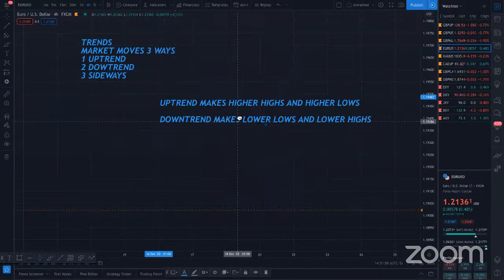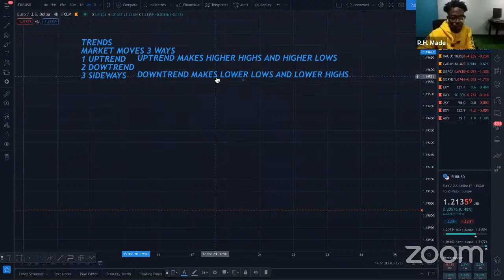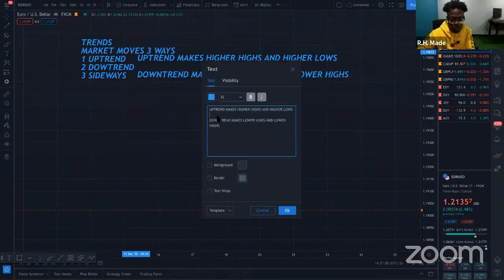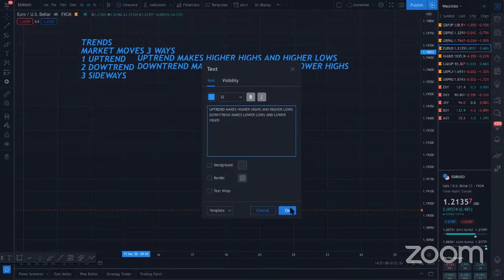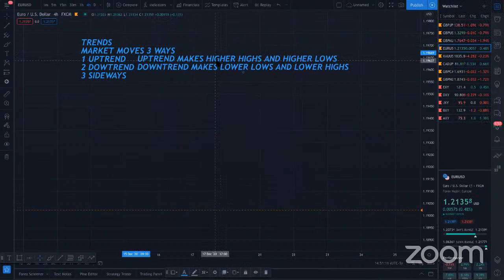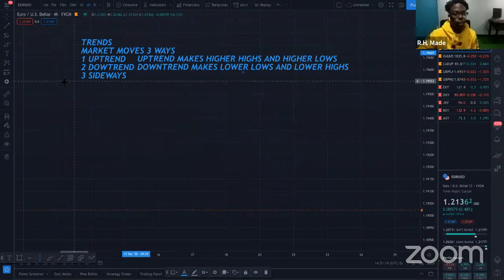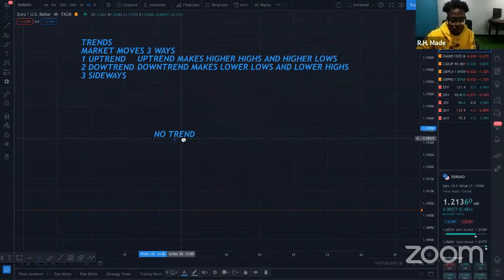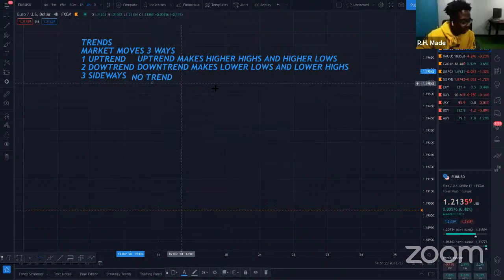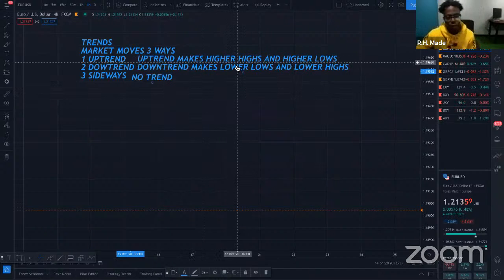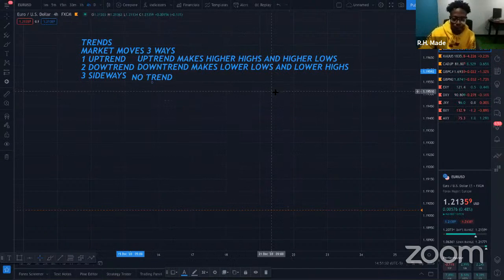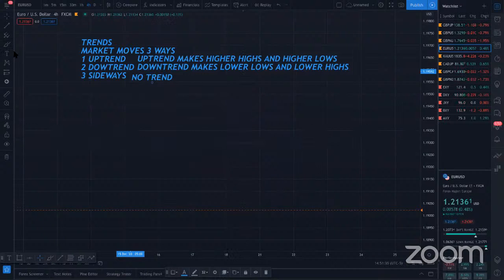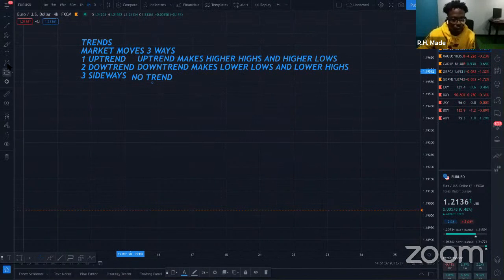What do you mean lower lows and higher highs? I'm gonna get to that, I'm gonna show you on the chart. These are just little notes before we go on. And sideways is pretty self-explanatory, it just moves sideways, so no trend. So you got these notes down, can I move on? Yeah, I got you.